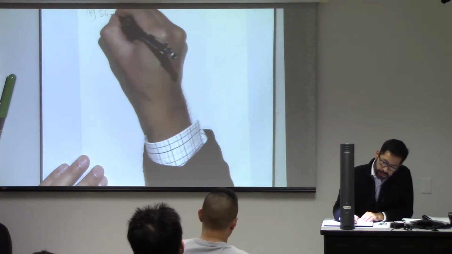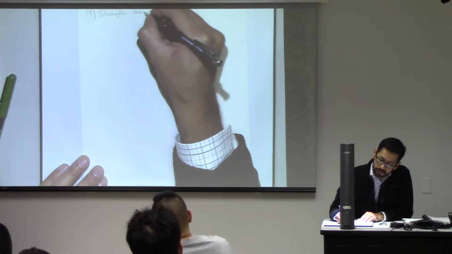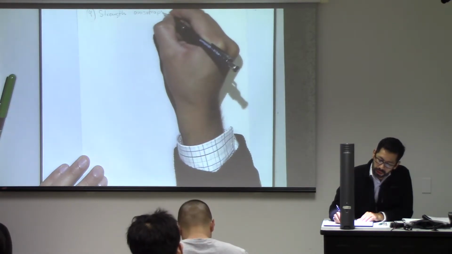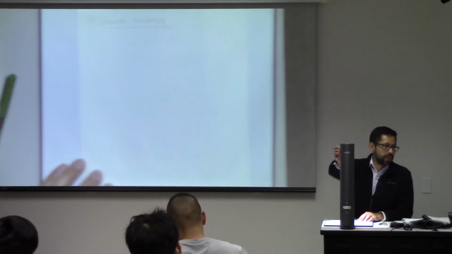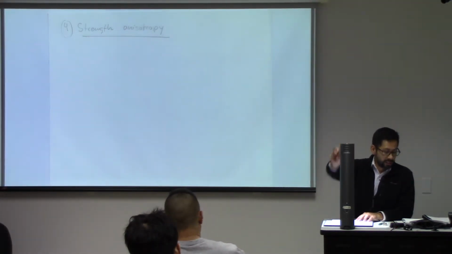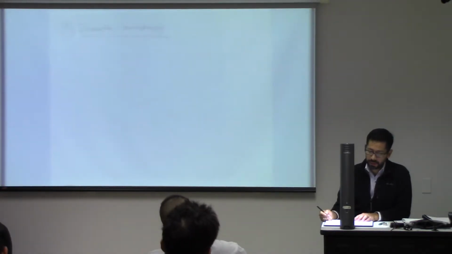And that one is something that we saw before, but we didn't talk much about the applications. And this is strength anisotropy. That means that the strength of the rock is different in different directions.